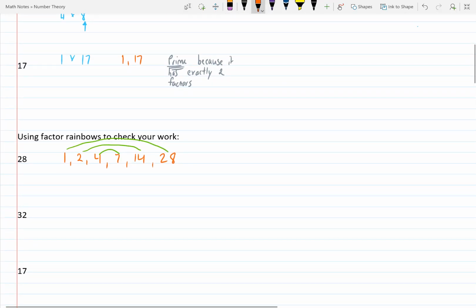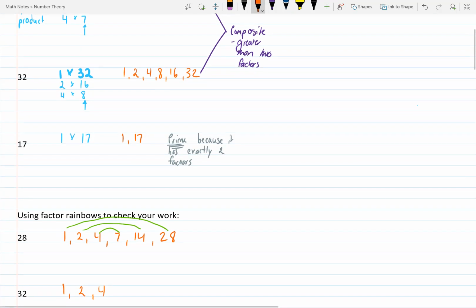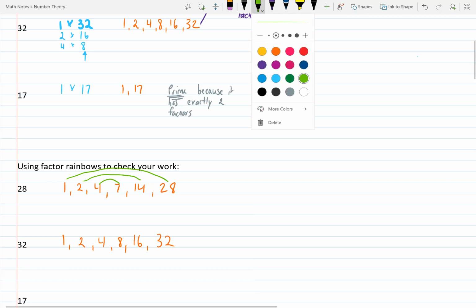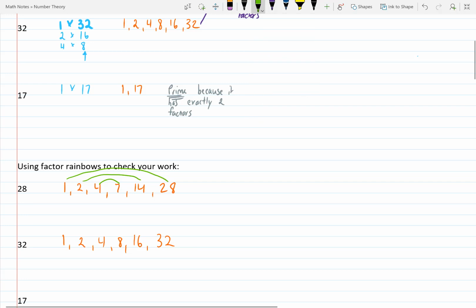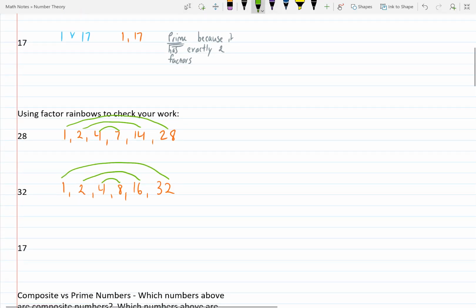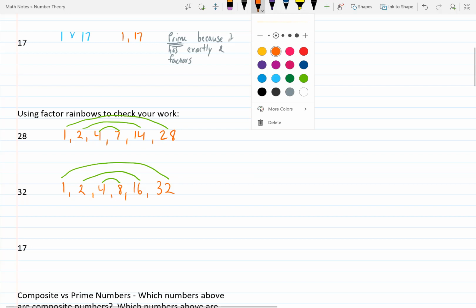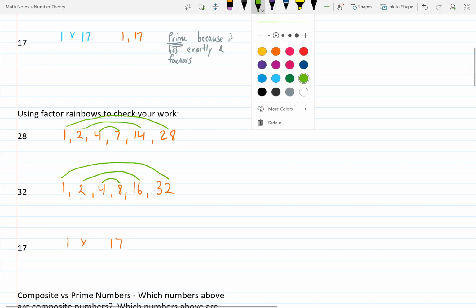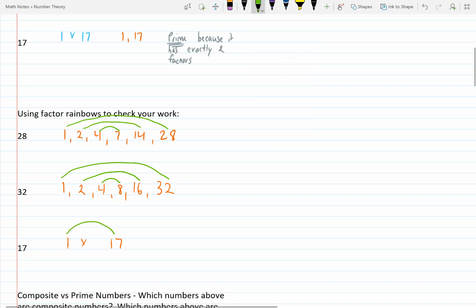Now let's move on to 32. Well, 1, 2, 4, 8, 16, and 32. And once again, you can draw your rainbow to connect the factors in their factor pairs. 1 times 32, 2 times 16, and 4 times 8. And then at the bottom, we can take 1 times 17, and we can draw the rainbow to ensure that we have the factor pairs for that number.